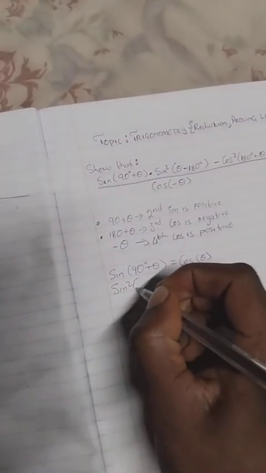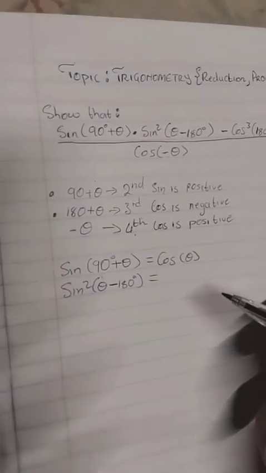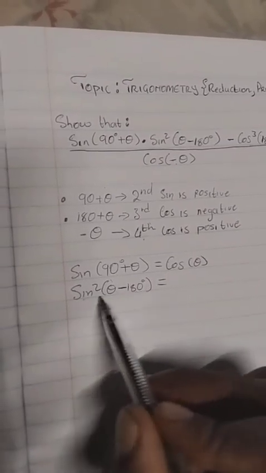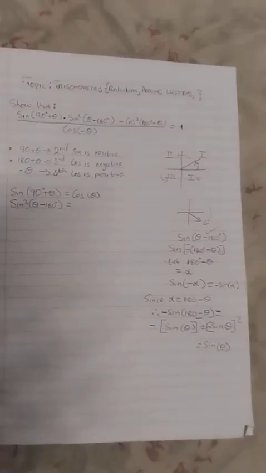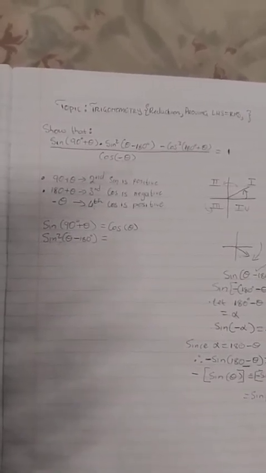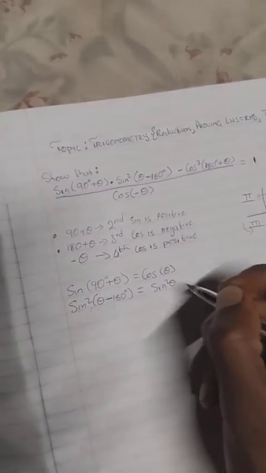So I believe sine squared of theta minus 180 degrees. This is going to be equivalent to what? We did this one. What is this going to be equivalent to? Come on, guys. I can't have one person be focusing. Yes, it's going to be sine squared theta.